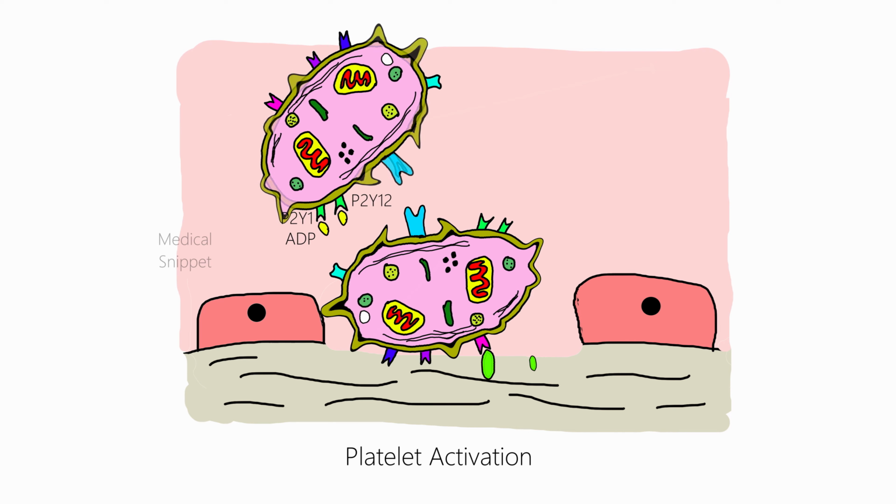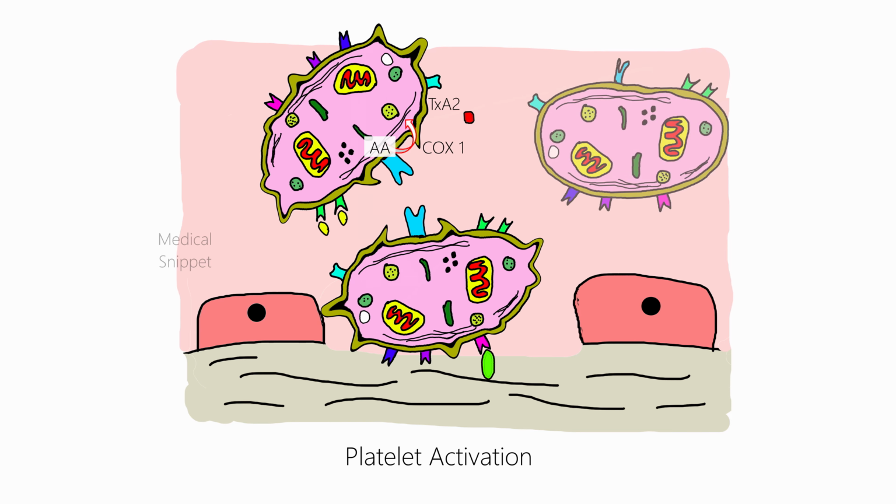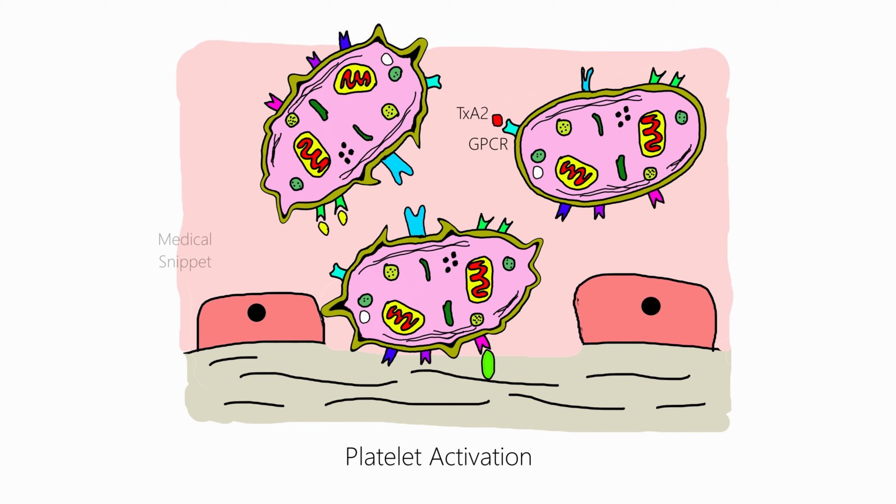The activated platelets also release thromboxane A2. Thromboxane A2 is synthesized from oxidation of arachidonic acid in the phospholipid membrane, through the cyclooxygenase 1 enzyme. Thromboxane A2 binds to G protein-coupled receptors on the platelets, to cause further platelet activation.